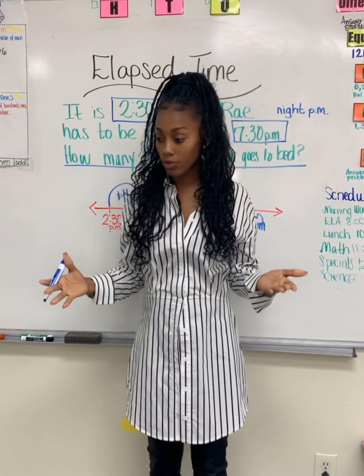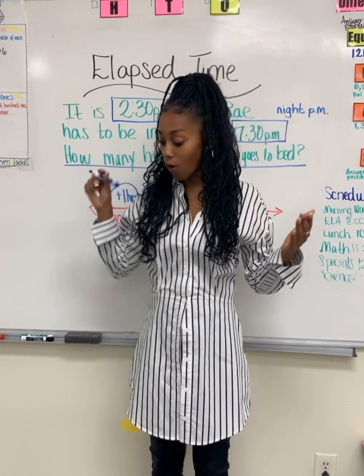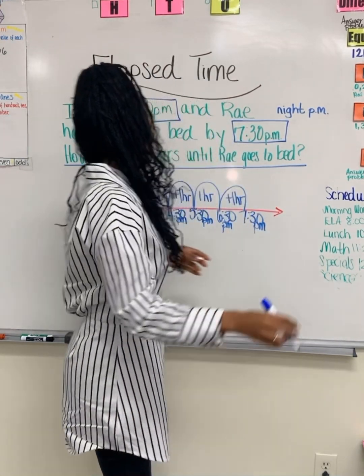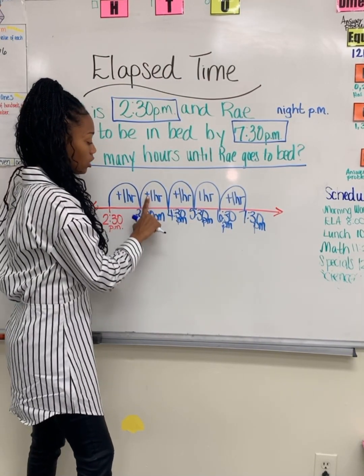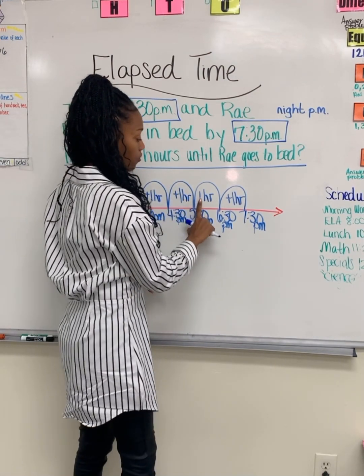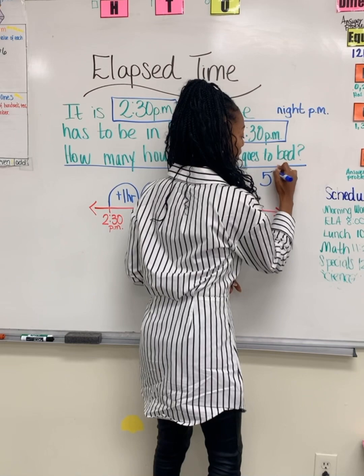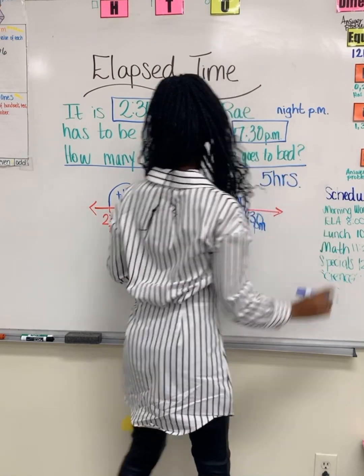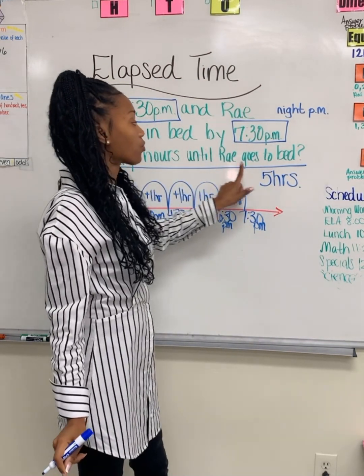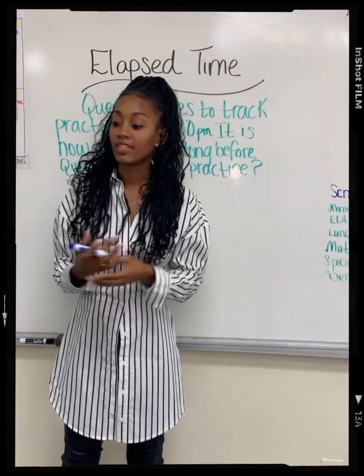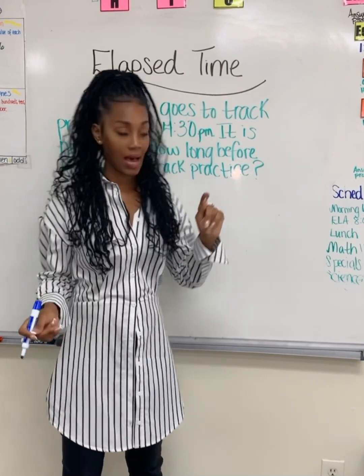Find my answer. All I have to do now is add up all the hours that I have jumped in total. Okay? So we have 1, 2, 3, 4, 5. So my answer is going to be 5 hours. How many hours until Ray goes to bed? Ray has 5 hours. Let's try another example of elapsed time.